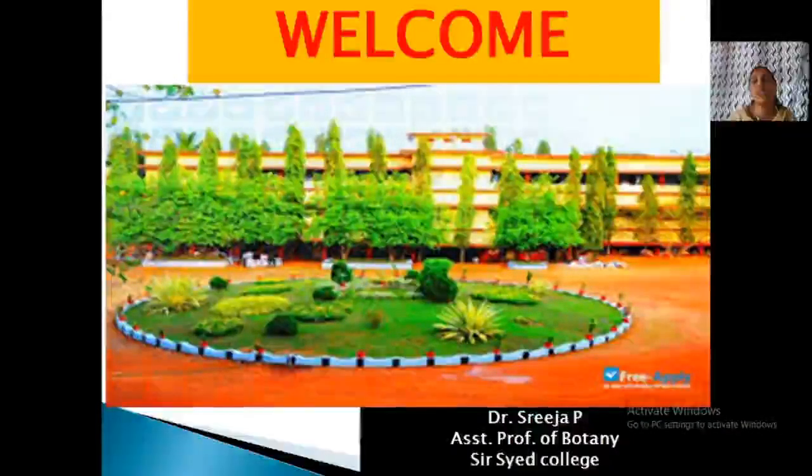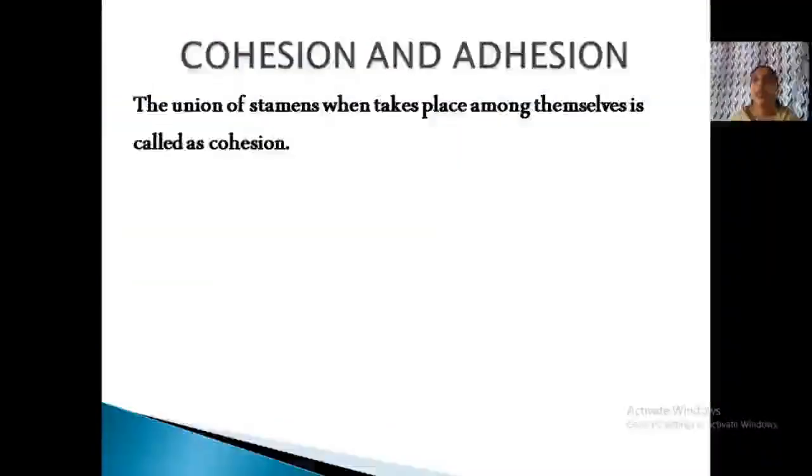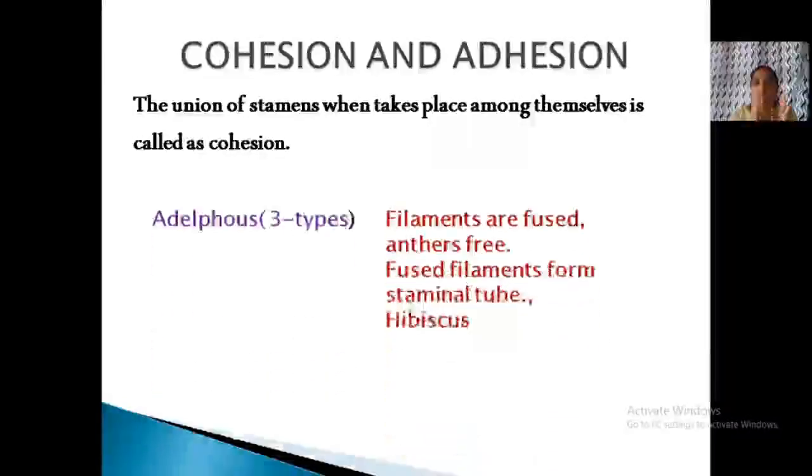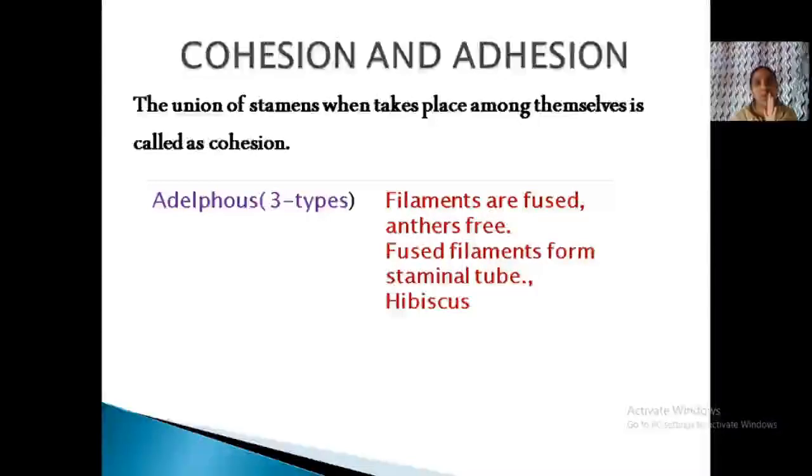And now let us move on to androecium and its types. There are two different phenomena, that is cohesion and adhesion. The fusion or union of stamens among themselves is called cohesion. When stamens and stamens fuse, that is known as cohesion. When they fuse to another whorl or organ, that is known as adhesion. The condition is called Adelphi and Adelphus.